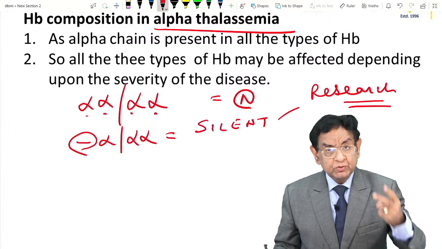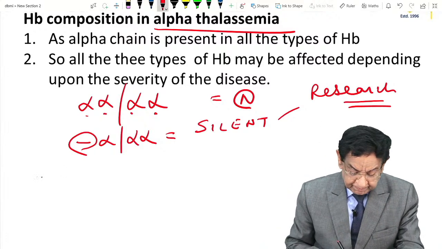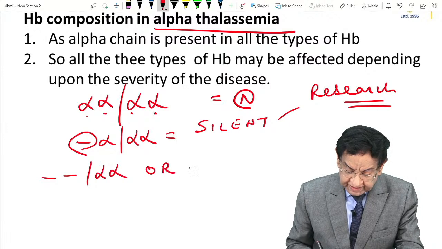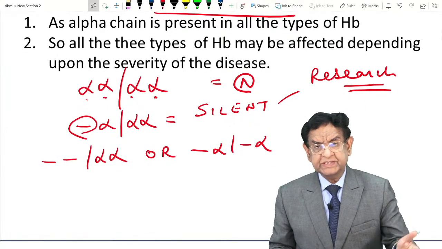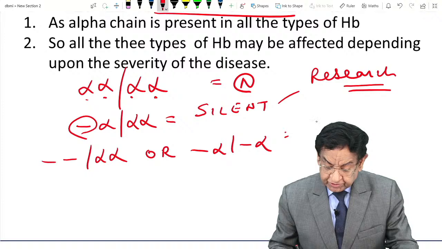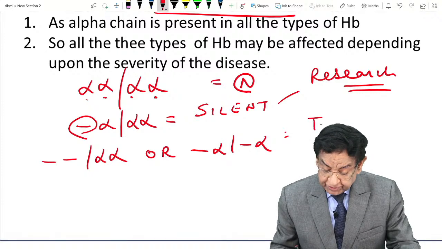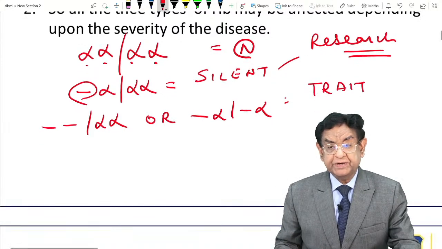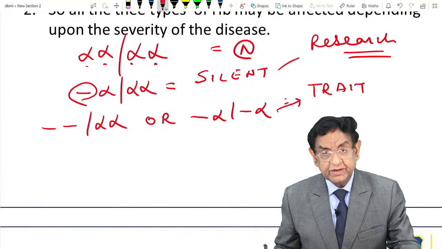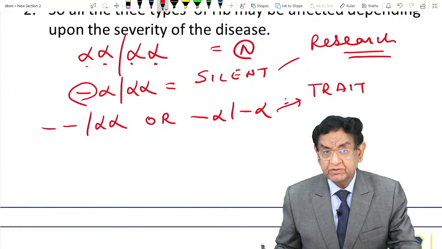Now, there can be two genes defective. It could be minus, minus, alpha, alpha, or it can be minus, alpha, minus, alpha. Two genes are there, either way. And this is known as alpha thalassemia trait, also known as minor, with two genes.